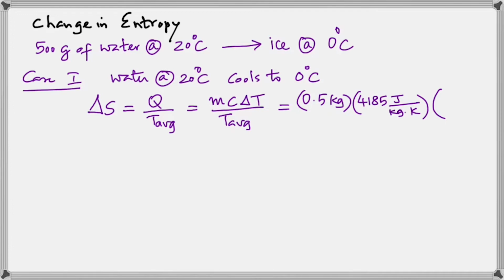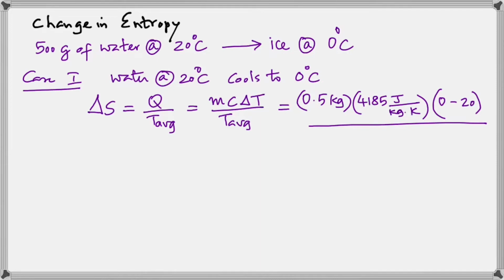And the final is 0, so it's going to be 0 minus 20 divided by, what's the average temperature? Got to be careful there. The average of 20 and 0 is 10 for sure, but that 10 is in Celsius. The average temperature is 10. Got it? 20 and 0.